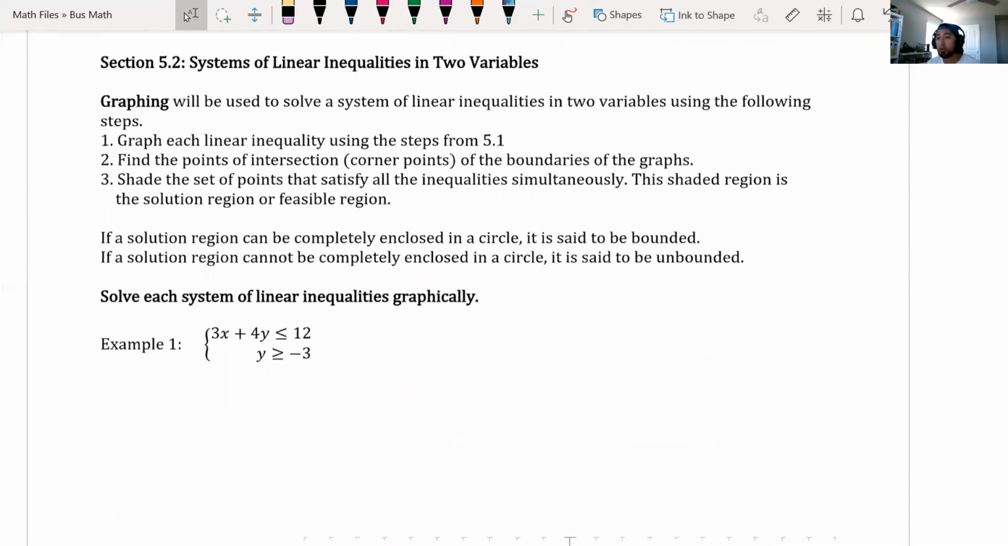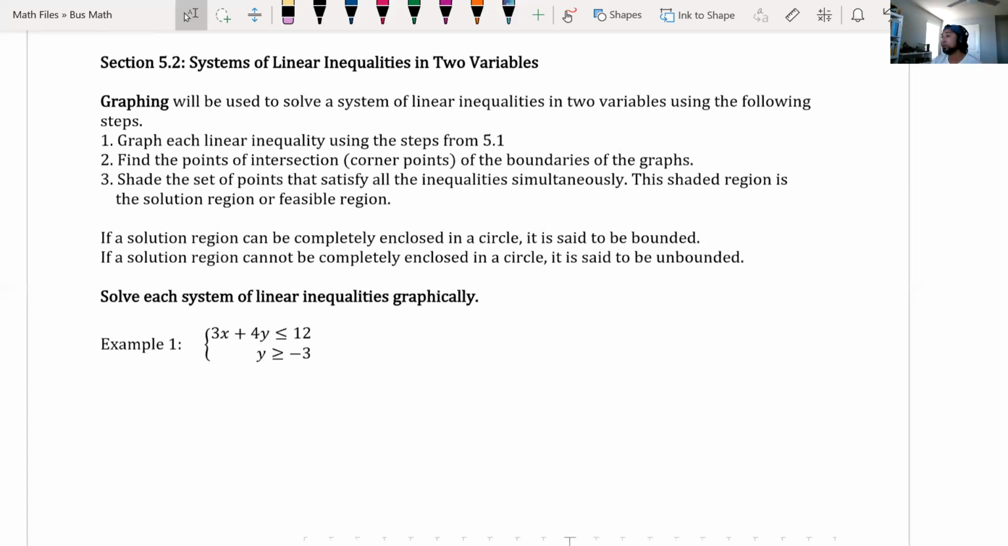Okay. So we get a system of linear inequalities in 2 variables. So graph each linear inequality using the steps that we just did. But then we're going to have to find their points of intersection, which are going to be called corner points. And then we're going to shade the set of points that satisfy all the inequalities simultaneously. The shaded region is called the solution region or feasible region. If a region can be completely enclosed in a circle, it is bounded. A region that you cannot enclose in a circle is said to be unbounded.